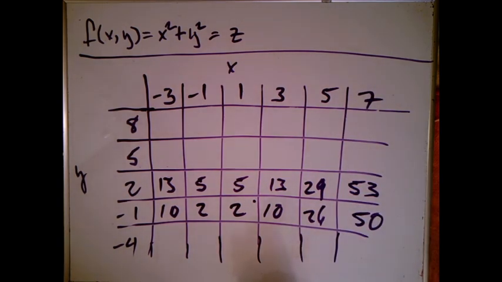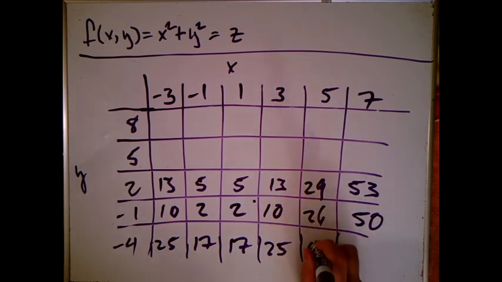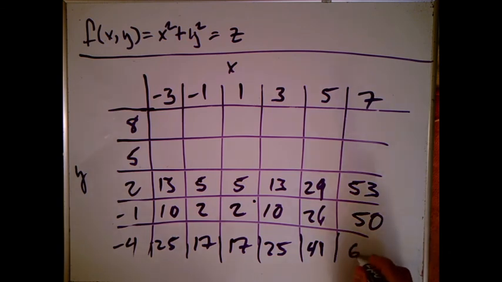Let's go down to the bottom row. This is going to be 25. -1 squared plus -4 squared is 17. I can still see those good. I get 17 again. There's our symmetry. I'm going to get 25 again. 5 squared plus 4 squared is 41. 7 squared plus 4 squared, I think that's 65.